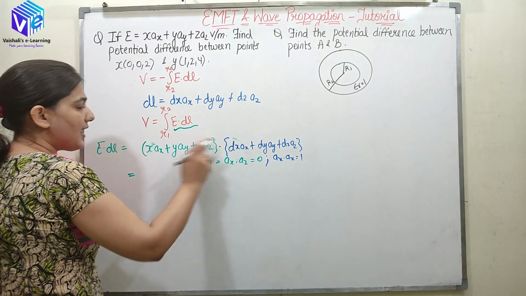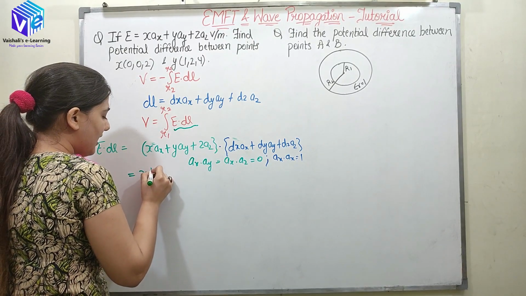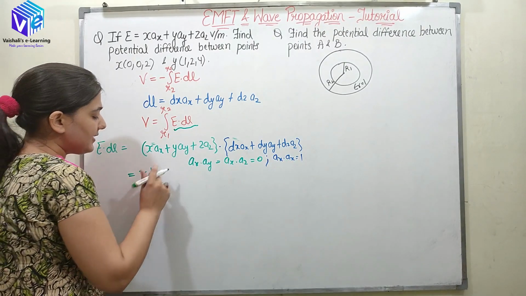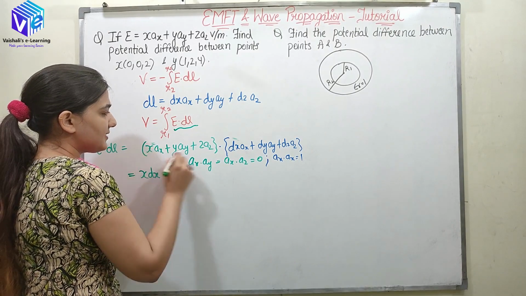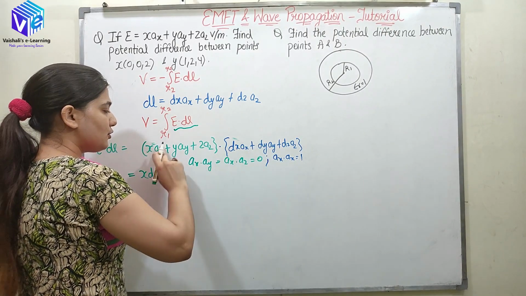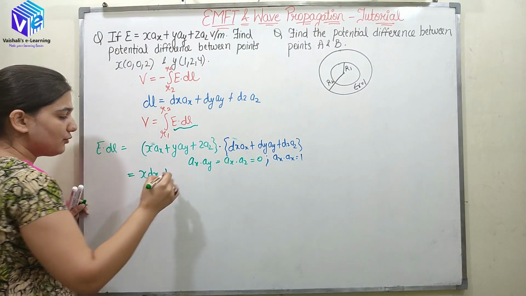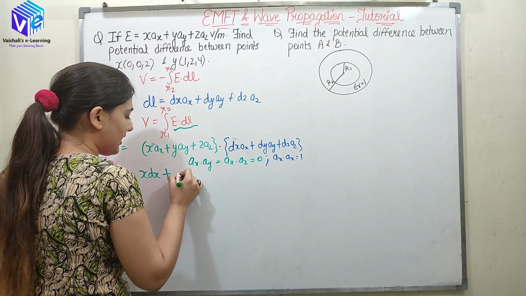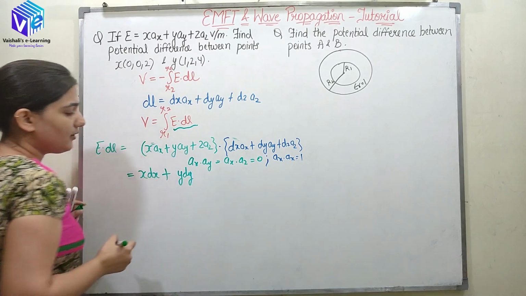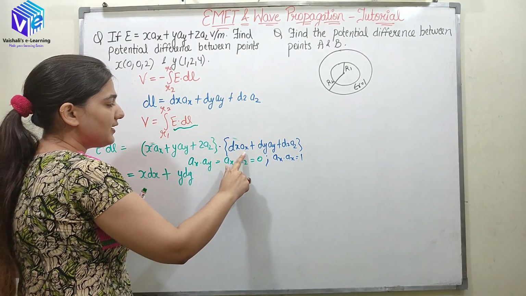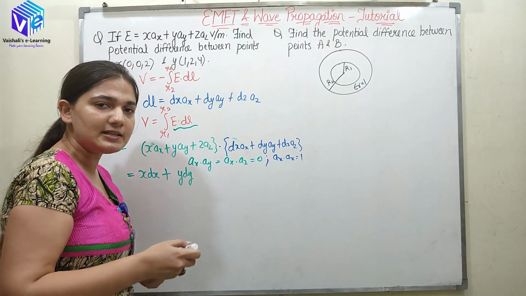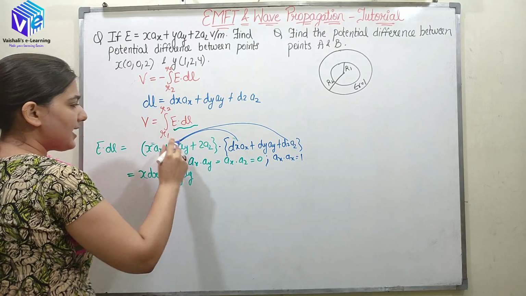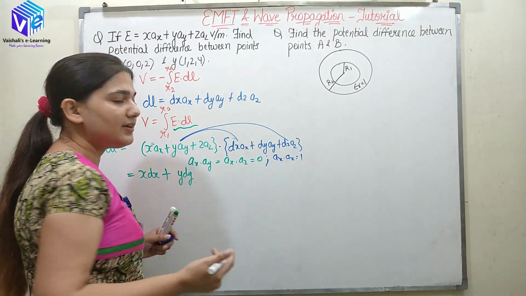Now I have to take the dot product. Here I have x dx, and ax dot ax will be 1, so I can directly write it as x dx. If I multiply x ax with dy ay, it will be 0, and with dz az also 0. Similarly, I can multiply y ay only with dy ay, so it will be y dy only. The dot product of ay with ax is 0, and similarly with az it is 0. So if I multiply this with this or this, it will be 0 only. So I can just multiply y ay with dy ay.